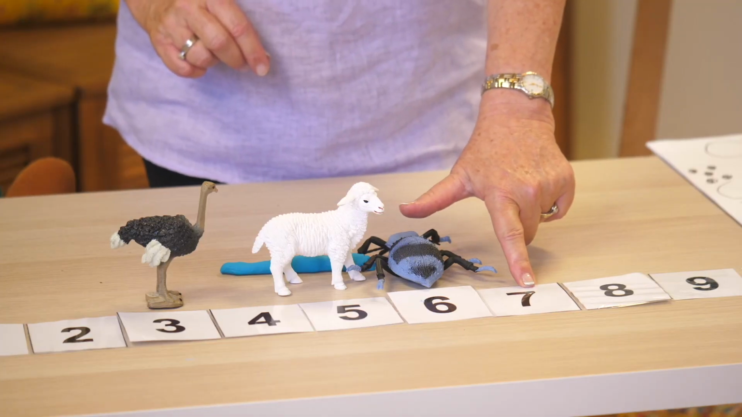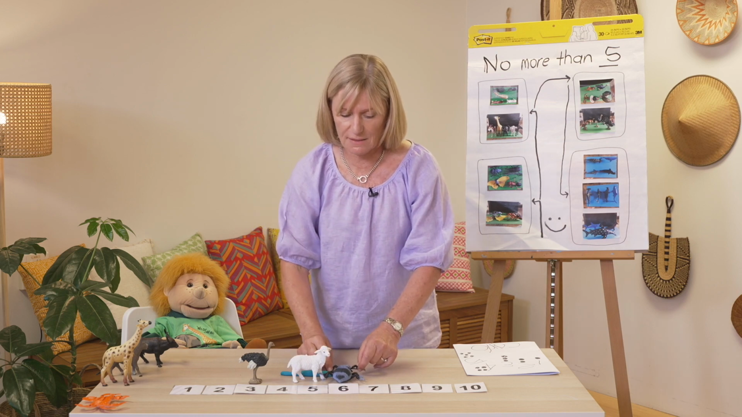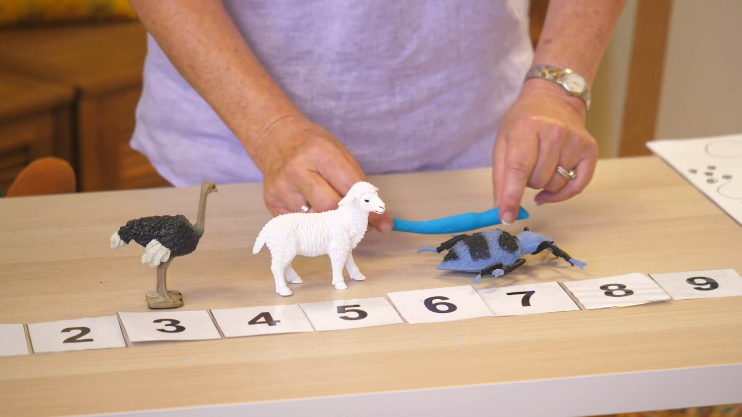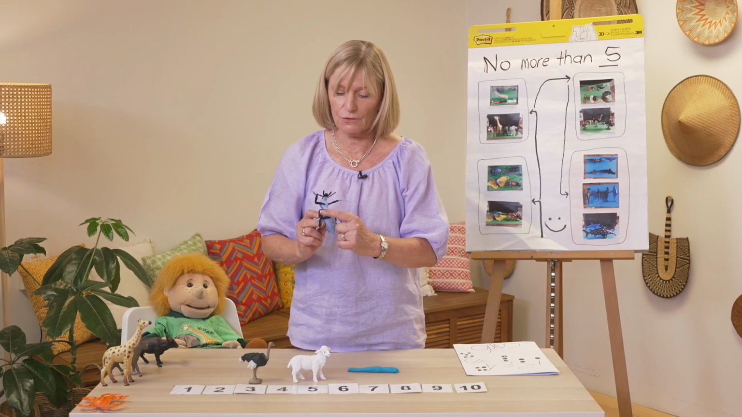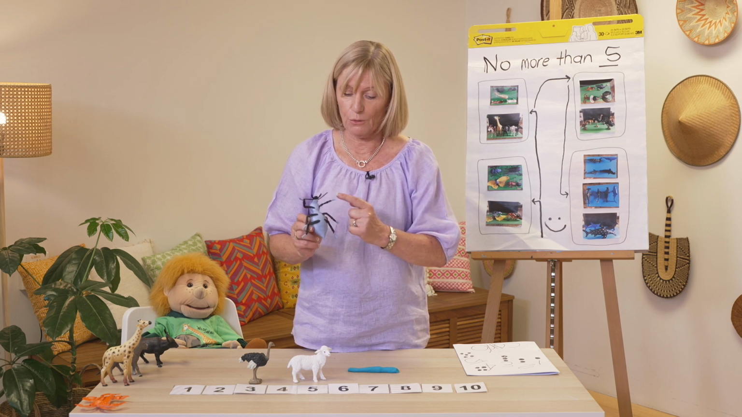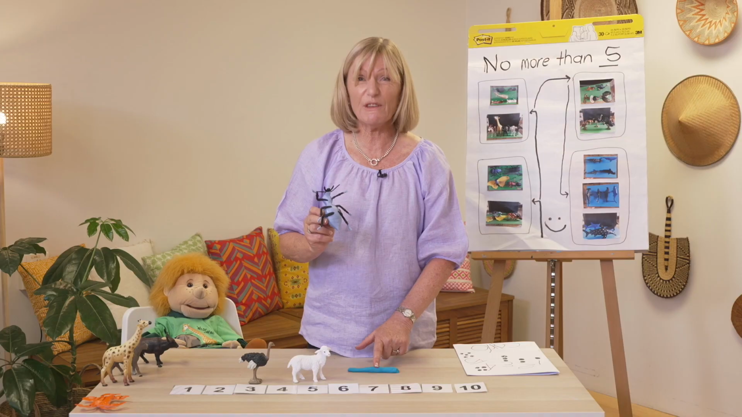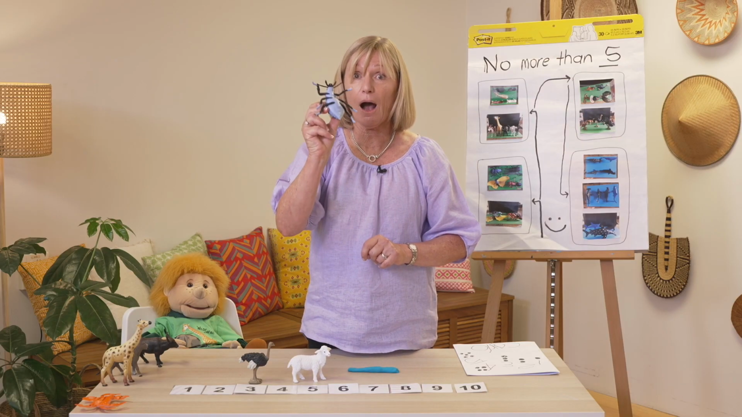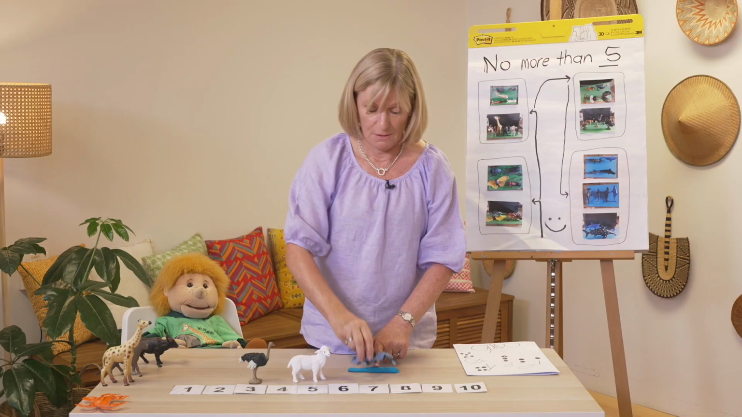7 is the next number. I've got an idea. Let's slide the beetle up and let's slide the slug up. Let's count. 1, 2, 3, 4, 5, 6, 7. Or if you've got really good at counting, you might have said, I know the beetle has 6 legs and 1 more makes 7.